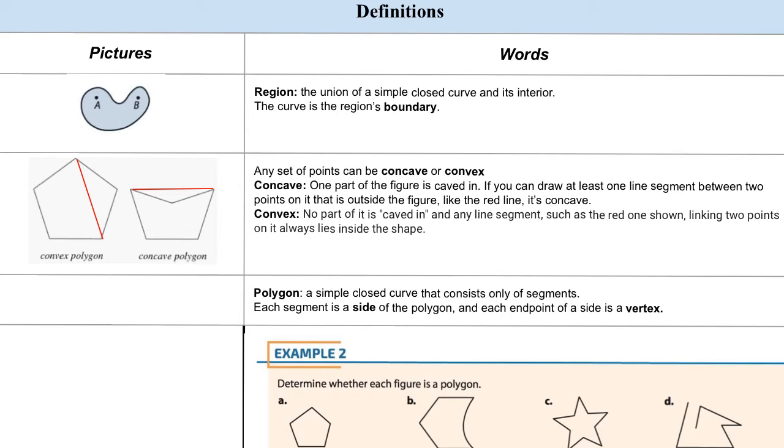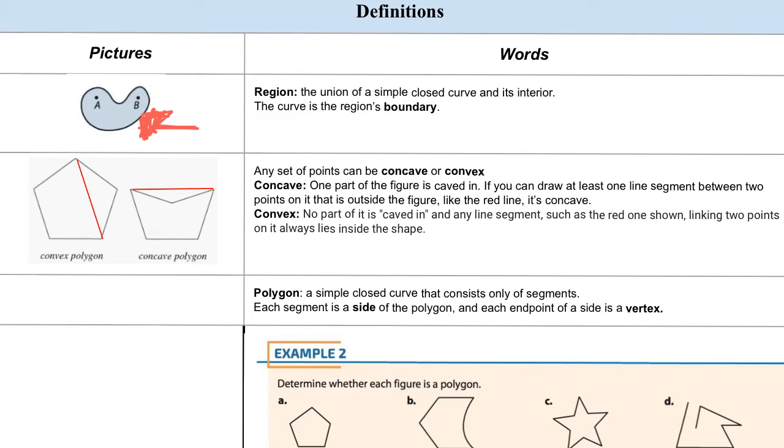All right, like I said, we have lots of definitions this section. So here are a couple more. The region. The region is the union of a simple closed curve and its interior. The curve, the actual black line in this example right here, that's a horrible arrow, but if we keep doing it, it'll get better. The black line is called that region's boundary. We've all played enough sports where we understand that the line around the field is the boundary. So think of it like that.